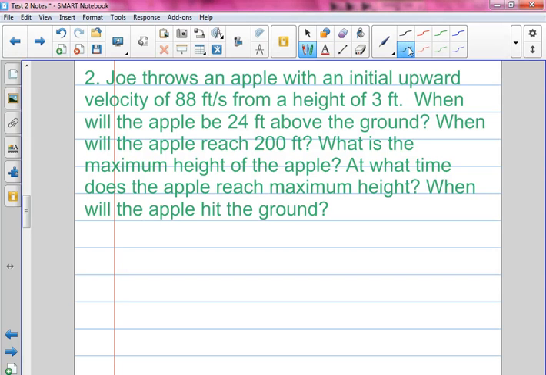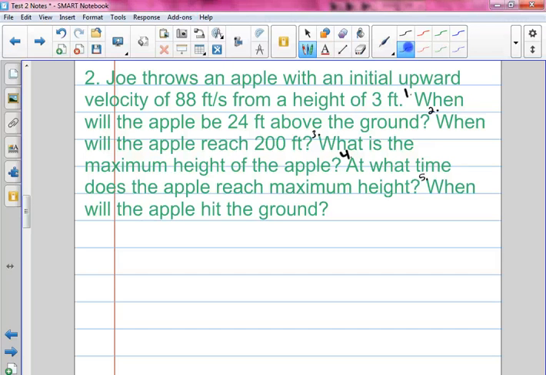When will the apple reach 24 feet? That's question 1. When will the apple reach 200 feet? That's question 2. What is the maximum height of the apple? That's question 3. At what time does the apple reach maximum height? Question 4. And when will the apple hit the ground? Question 5. All right, so I'm on question 1.